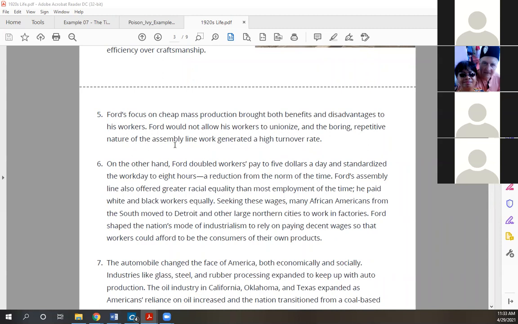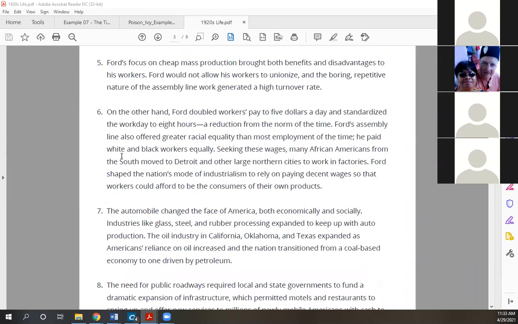Okay. Oluwakimi, yeah, if you want to read paragraph 6, that would be great. On the other hand, Ford doubled workers' pay to $5 a day and standardized the workday to 8 hours, a reduction from the norm of the time.